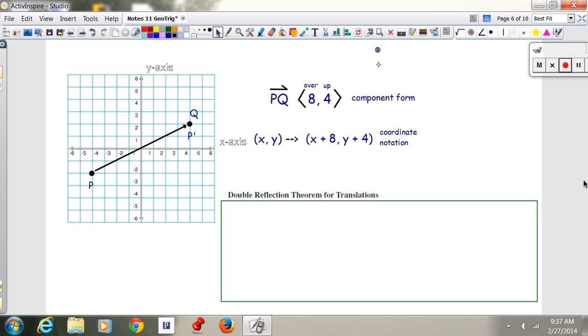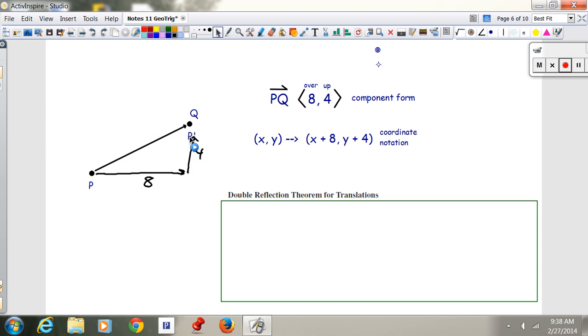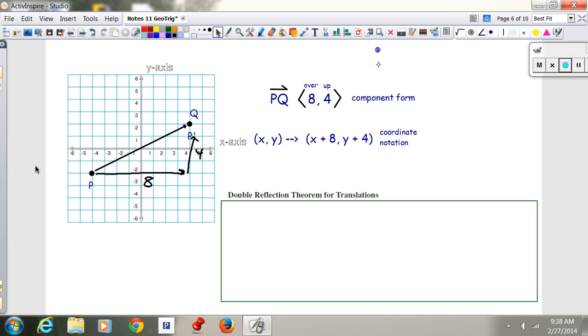Now, how do I find the magnitude of that vector? How do I find out how far I went to go from one to the other? Because I know that it's telling me that I need to go over 8 and I need to go up 4. Okay, so I know it's telling me to go over 8 and up 4, but how long is this? This is the actual vector. How long is that? What do I do to get that length?